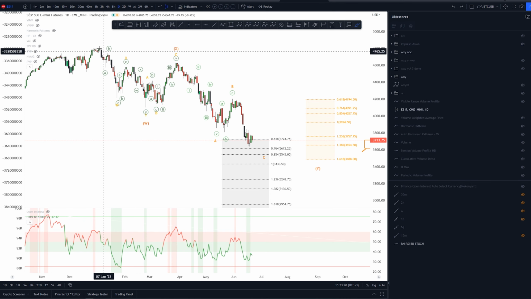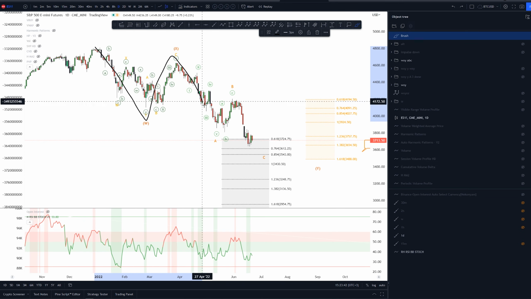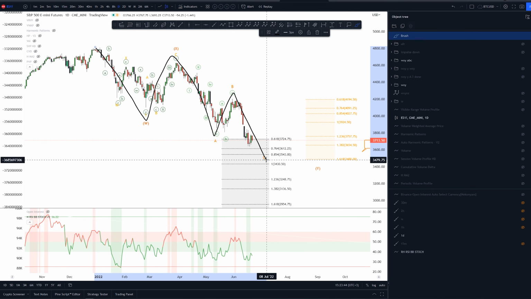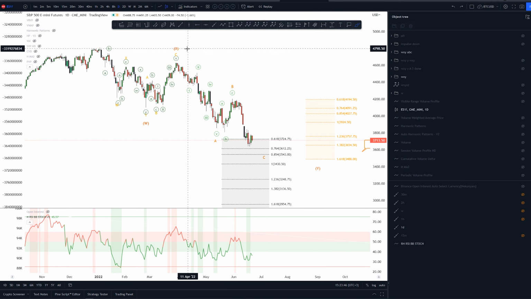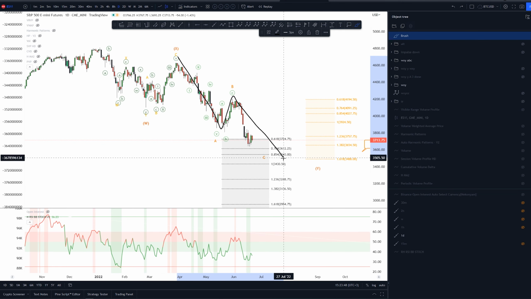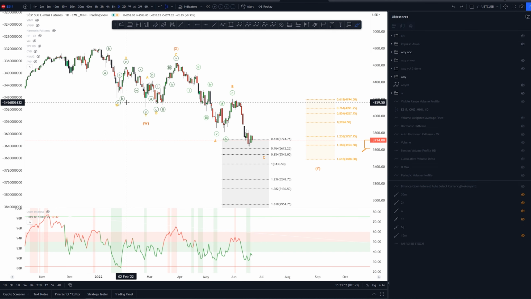So either this is going to become a WXYXZ, or we are going to have to stick with this ABC here. That is really long compared to the rest of the structure. So that's my ideas there.